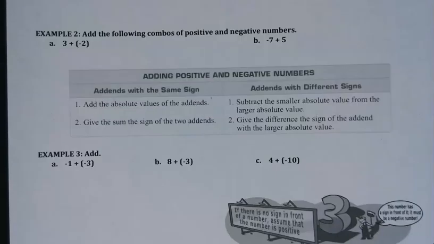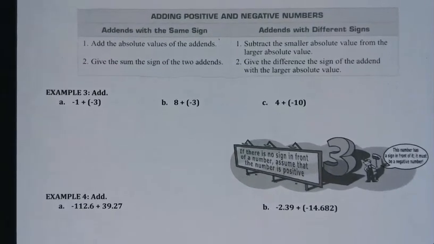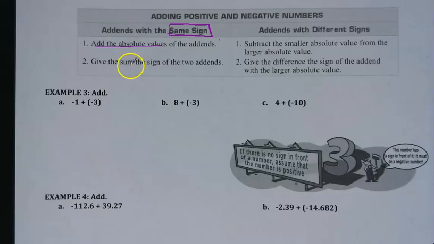All right, so let's move on. We've got adding positive and negative numbers. If our addends have the same sign, you might want to highlight that. Then we add the absolute values of the addends and we give the sum the sign of the addends. It doesn't matter if they're positive or negative. If they're the same, it's going to keep that sign.